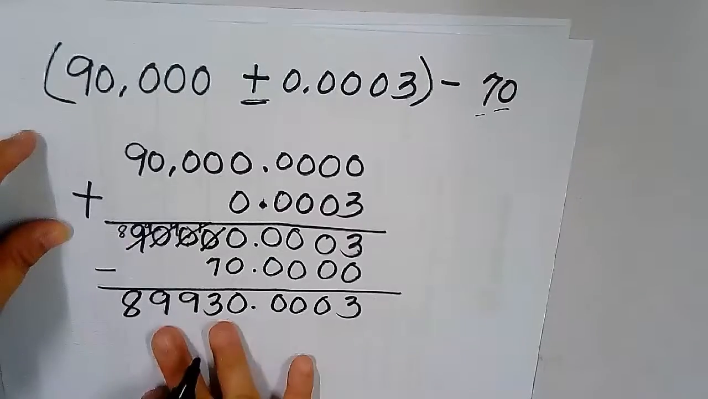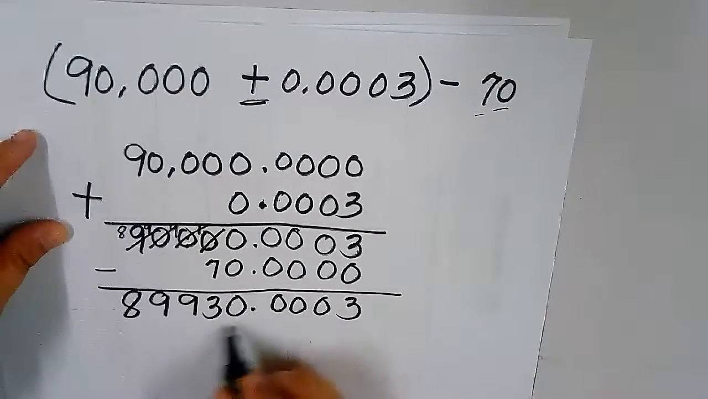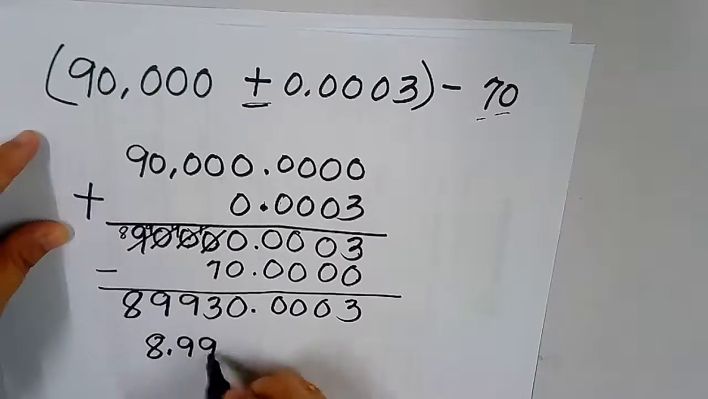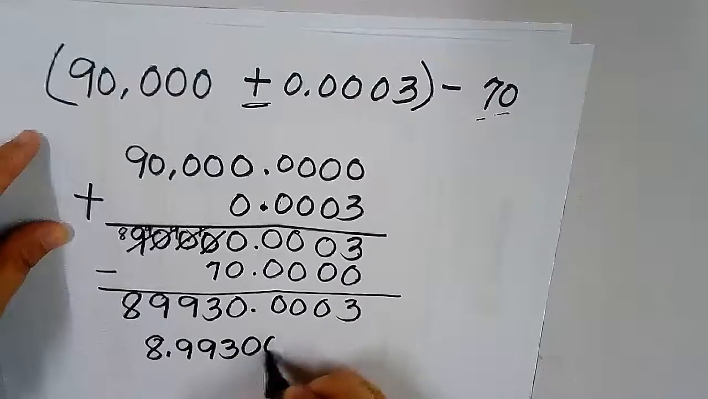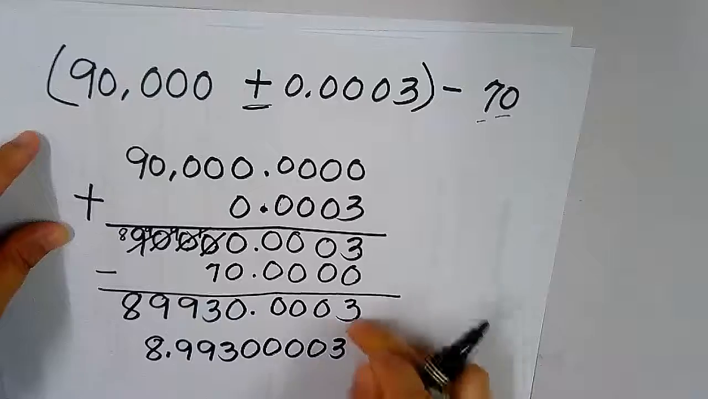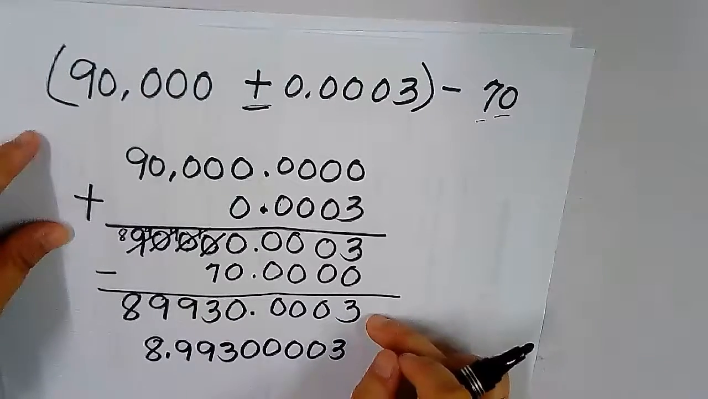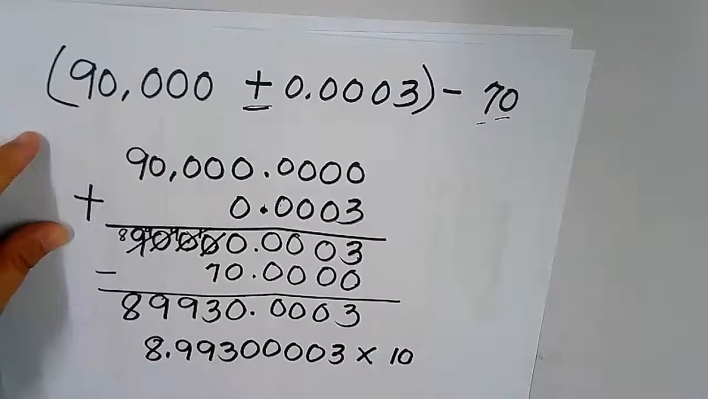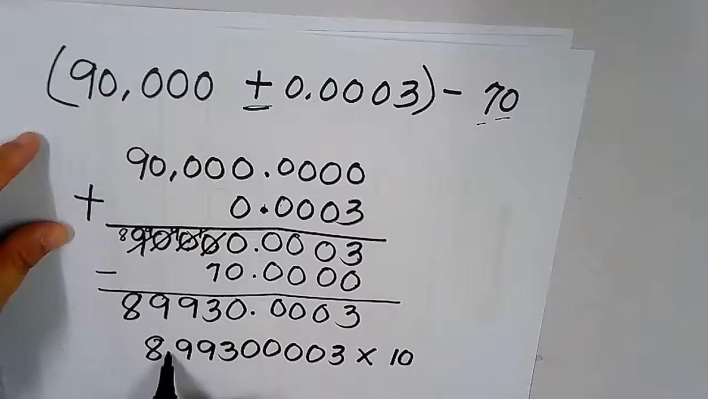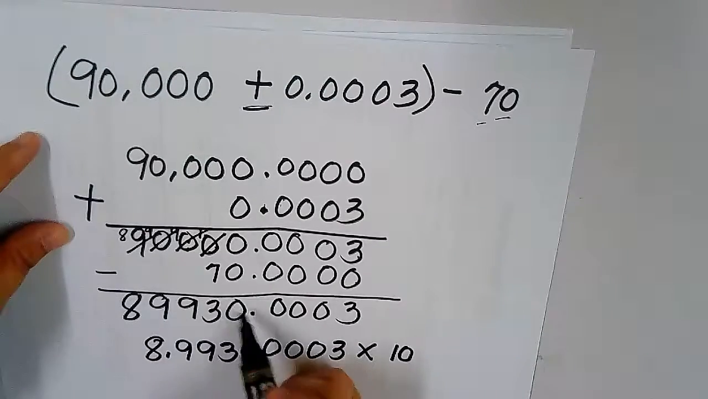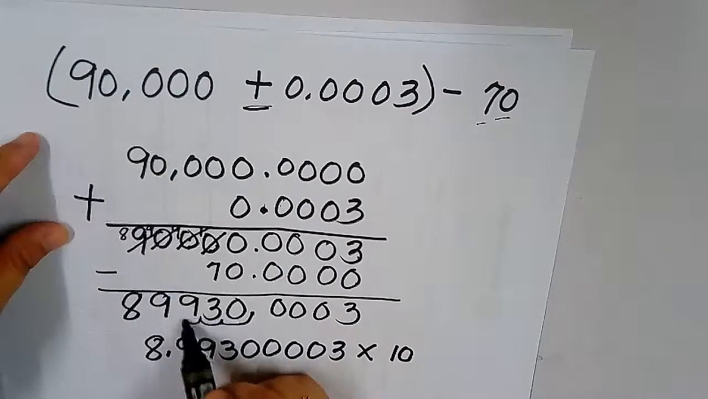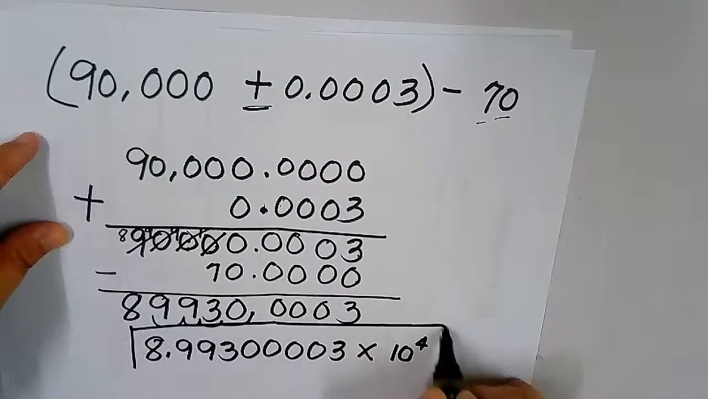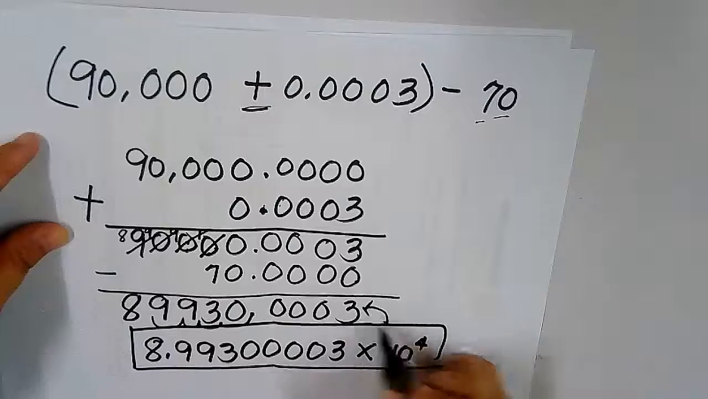Now, let us convert this to scientific notation. Andito ang decimal point natin. Let us identify the significant number, which is 8.9930003. Hanggat may significant digit, lahat yon isusulat. Okay? And then, bibilangin lang natin kung ilang beses tumakbo yung decimal point from the significant digit yung pinuntahan natin. Okay? So, 1, 2, 3, 4. So, 4 lang yung tinakbo. Kaya pag kinonvert natin ulit to, we will just have the same answer.